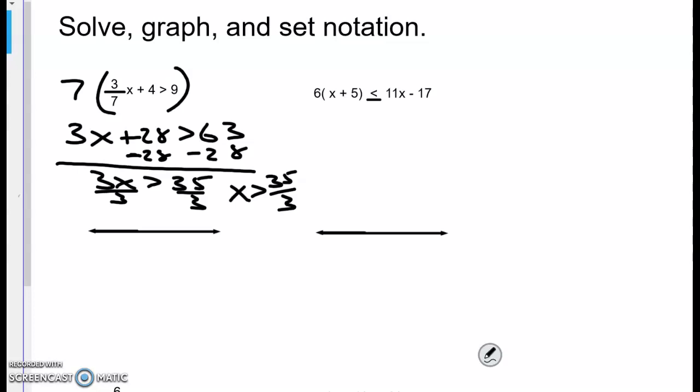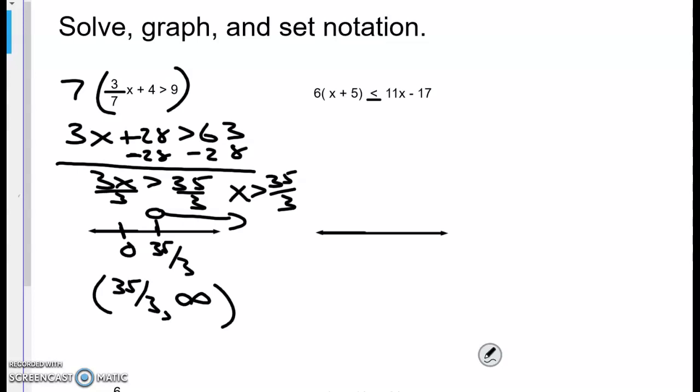Okay? Now, when I put it on my graph, this is not absolute value. I put 0 and I put 35 over 3 down. There's only one number to put down other than the 0. It's a greater than, so it's open dot to the right. And my set notation is parentheses around the 35 over 3 to infinity. And this right here is my entire answer.